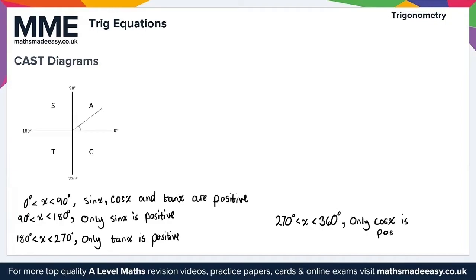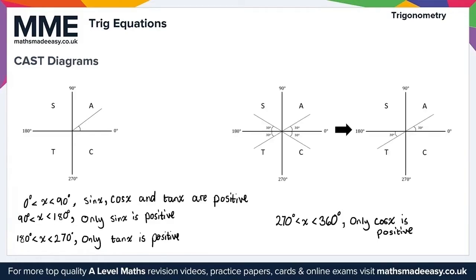Okay, so only cos x is positive there. And you can think about this using the unit circle that we covered in the trig basics section. Think about this as a unit circle here, then clearly the trig functions that are positive on these quadrants are clearly linked to the unit circle.